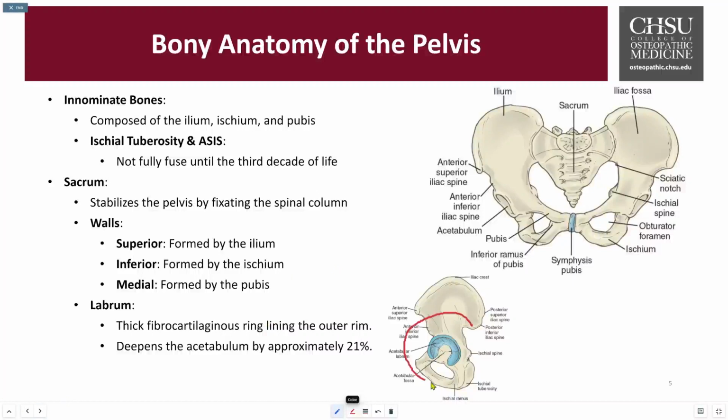Shown right here, the acetabulum. You can see right here the socket over here. The pubic symphysis is a fibrocartilage joint. And then we also have the sacrum right here that fuses together with the two innominate bones.